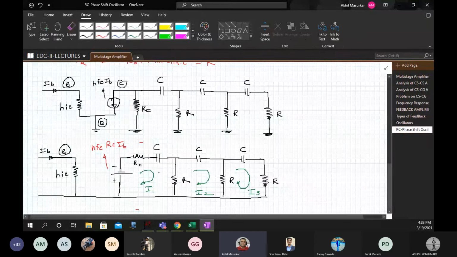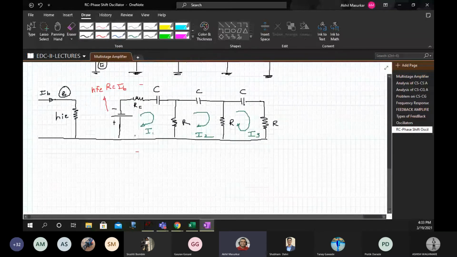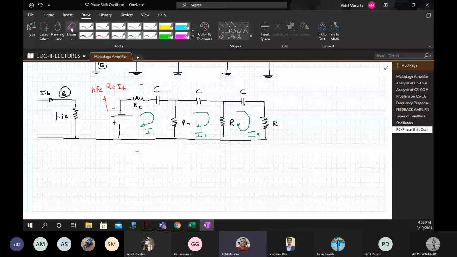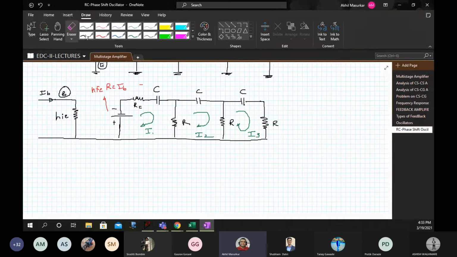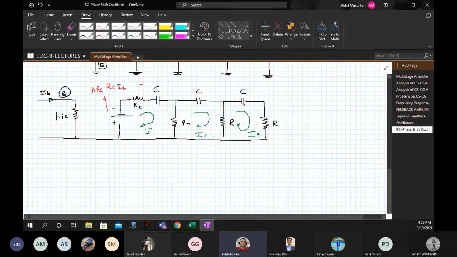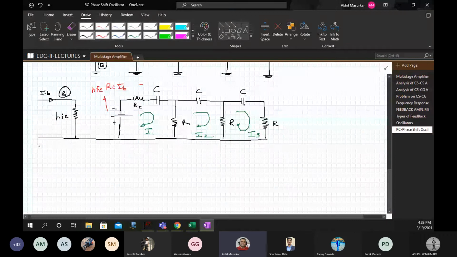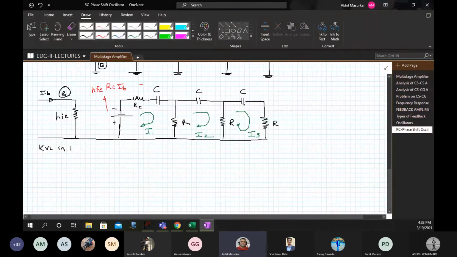So we have three loops and three currents, so we can find out I1, I2 and I3. What I'll do here is apply KVL in loop 1 and apply KVL in loop 2. So let me write here, KVL in loop 1.